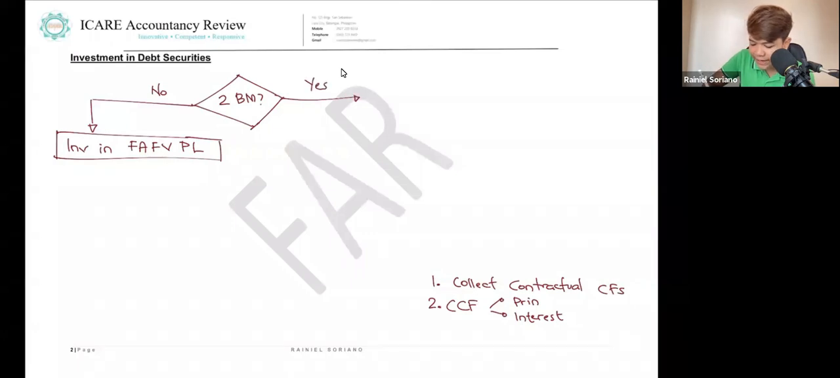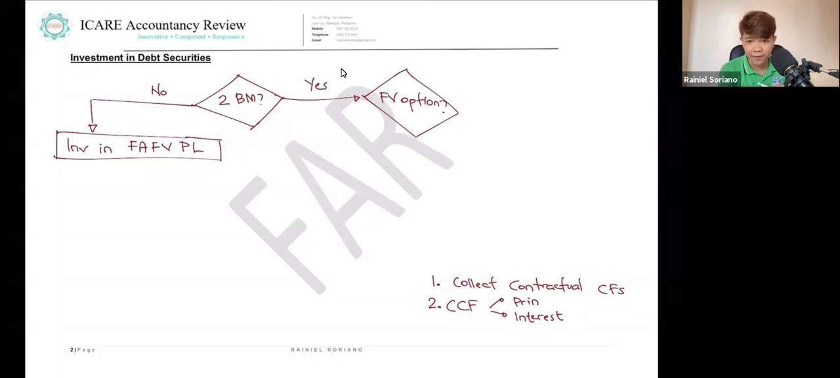Right, what will be the next question or next step? The next question here is that you need to know first whether the company elected the fair value option. So, did the company elect the fair value option? Sir, ano po yung fair value option na yan?